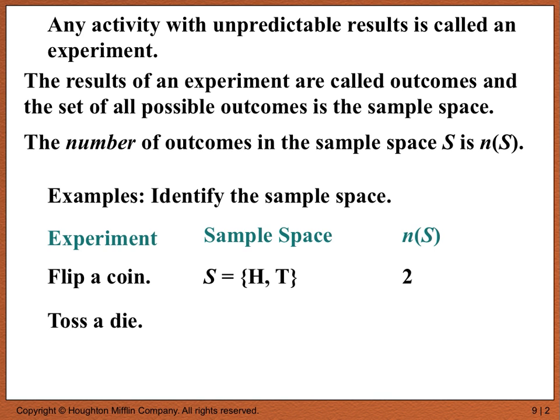Another experiment would be to toss a die. When you have 2 die, we call them dice. But if you just have one, it's called a die. And as you know, a die has 6 faces. So to toss a die is an experiment because it has an unpredictable result. The sample space of that experiment is 1, 2, 3, 4, 5, 6. These are all the different die faces that we can get when we toss a die. And you probably already figured out that the number of possible outcomes in the sample space, or N(S), is 6.